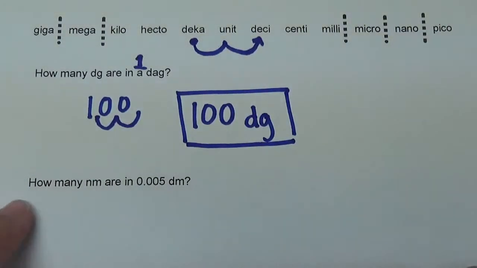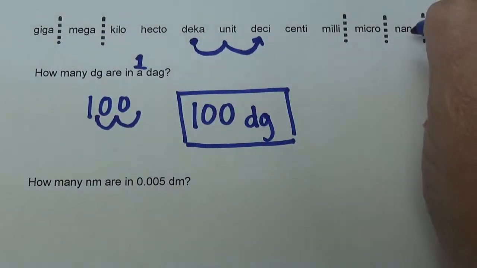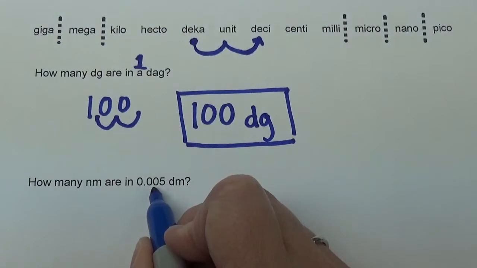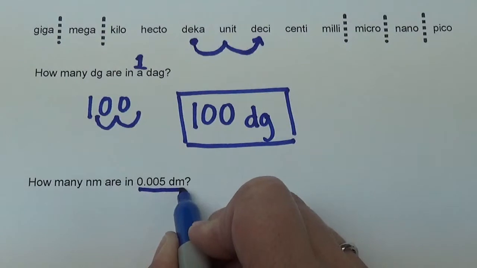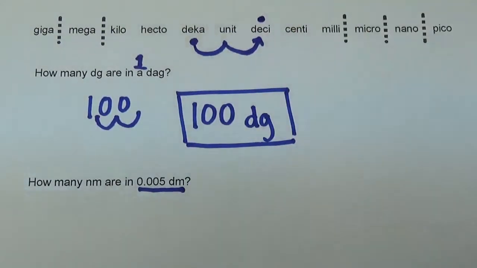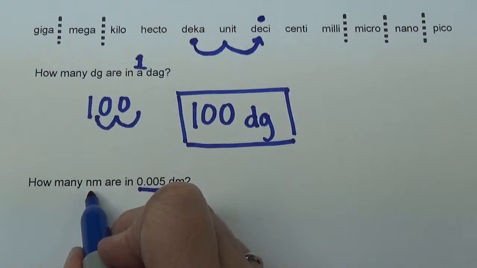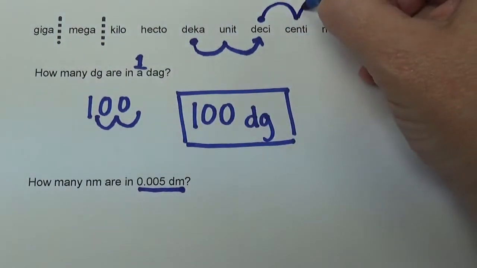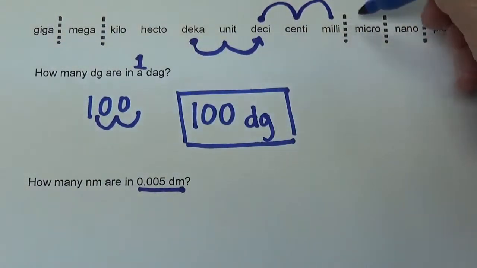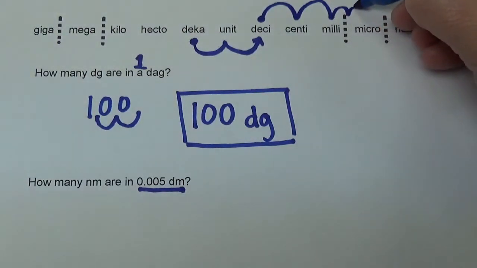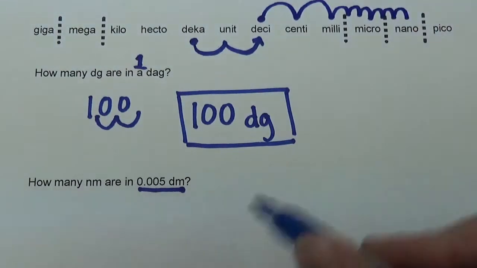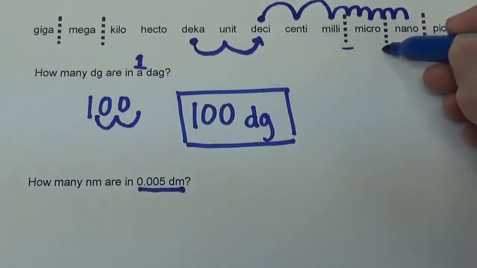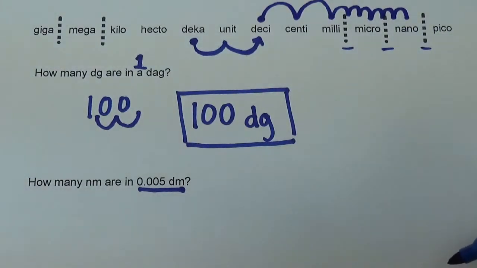All right, the second one says how many nm, which stands for nanometers, are in 0.005 decimeters. This time we are starting at deci because it has the given with it, and we are going to nano. So we'll go 1, 2 places to the right, then we need to go 3 more to get from milli to micro, and 3 more to get from micro to nano. We have to go 3 because these dotted lines indicate that it's a power of 1,000 between those two prefixes.